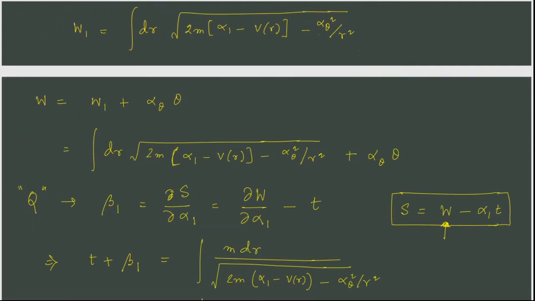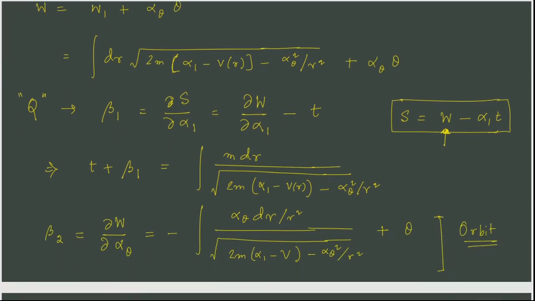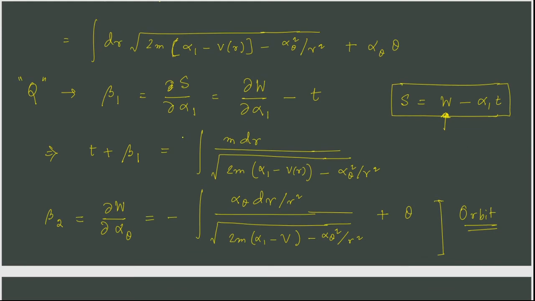Then the total characteristic function is straightforward: the part of r and plus alpha theta times theta. Now, once we have the characteristic function, we have seen our equation of motion can be easily written in terms of the new coordinates q. The new coordinates q are del s del p, the p being the new momentum. But we remember that we have chosen the first of our momenta to be the total energy. And del s del alpha 1 is essentially del w del alpha 1 minus t, because s is equal to w minus alpha 1 t.